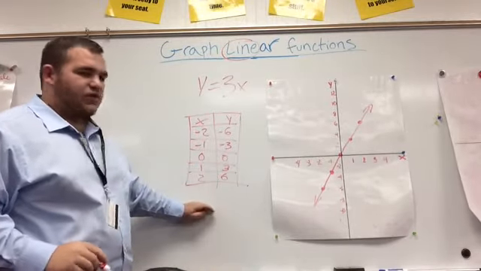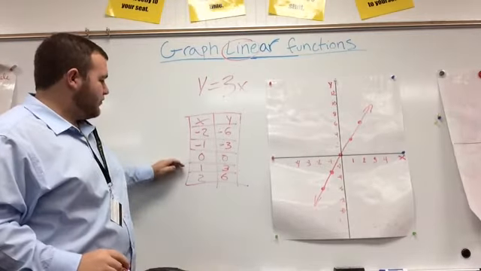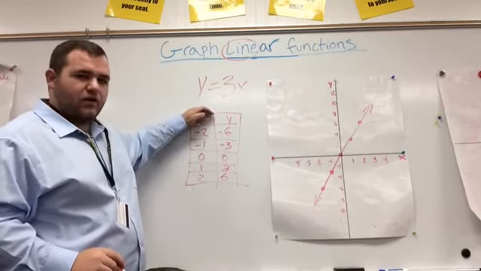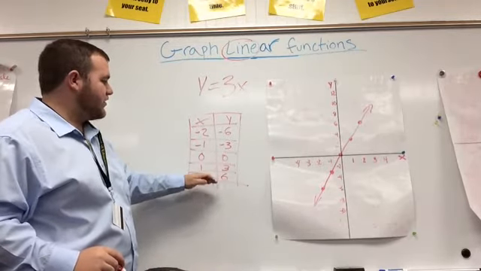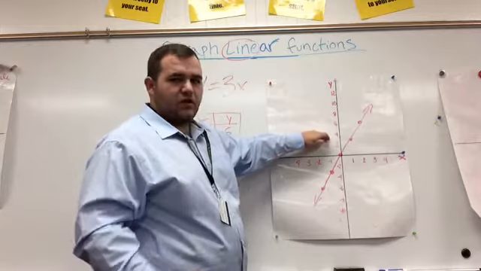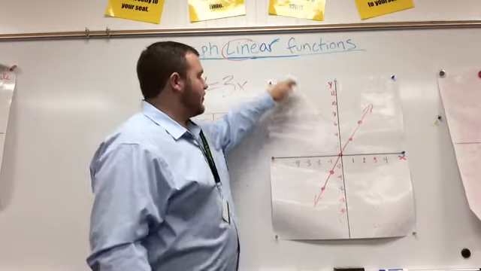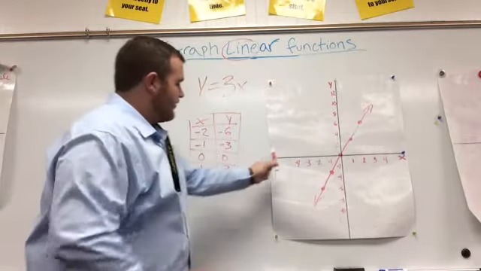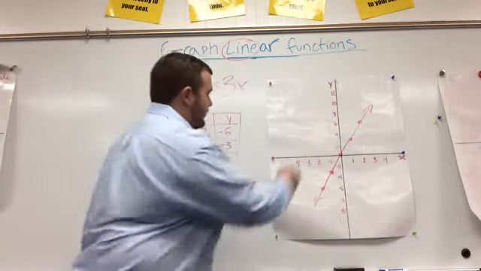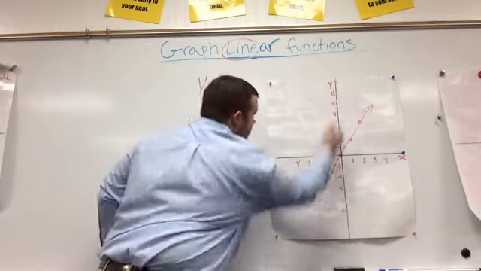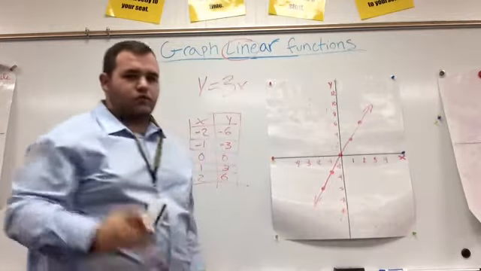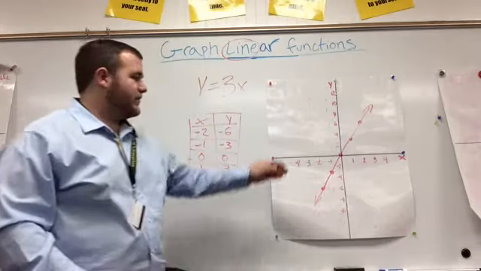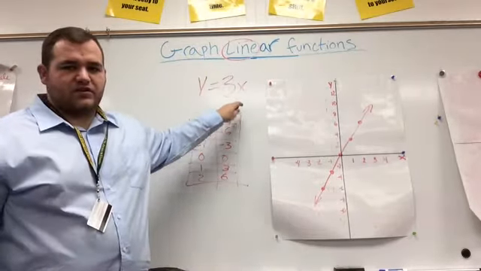And so that's all you have to do. Create a table, do -2, -1, 0, 1, and 2, plug it into our equation, get our y values, and then plot those points onto our graph. And so if we look here, is it a linear function? It's a straight line. And if we do a vertical line all the way across, it's only going to cross through 1 point. It will never cross through 2 points on this line. So yes, y equals 3x is a function.